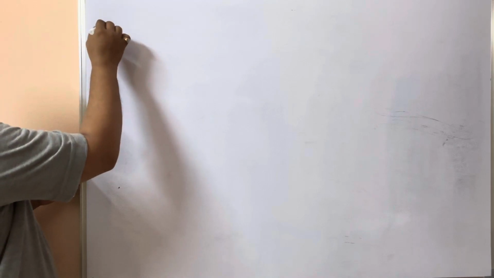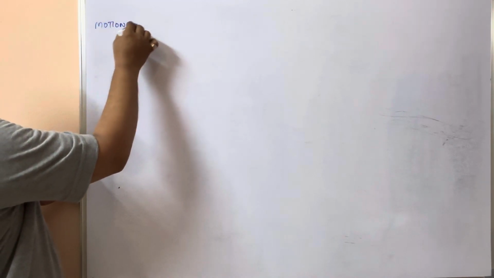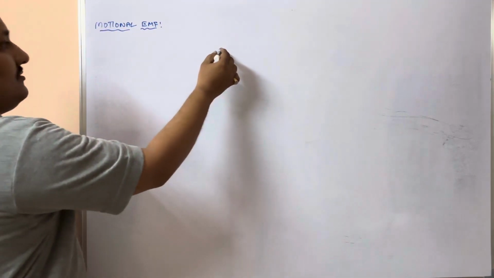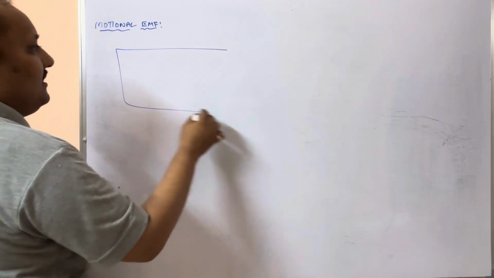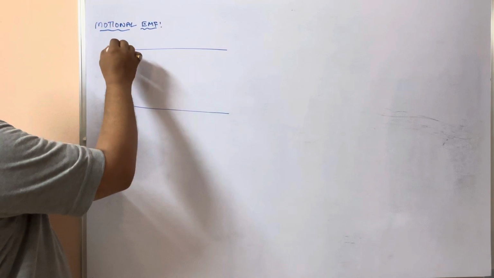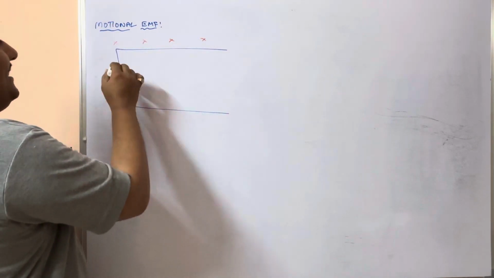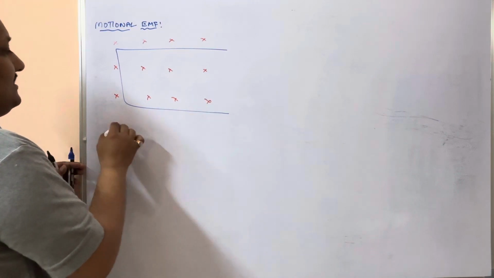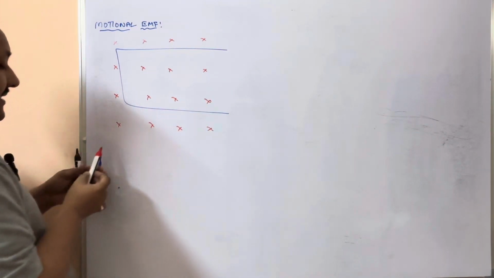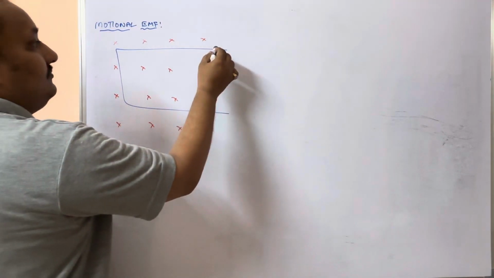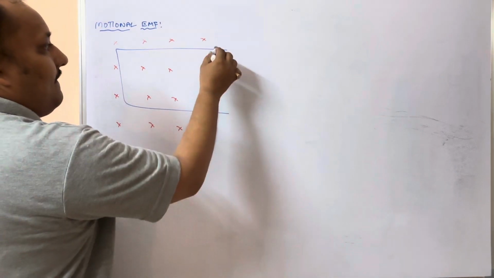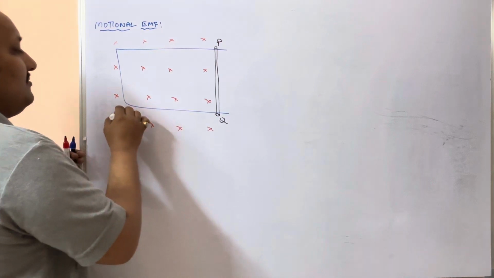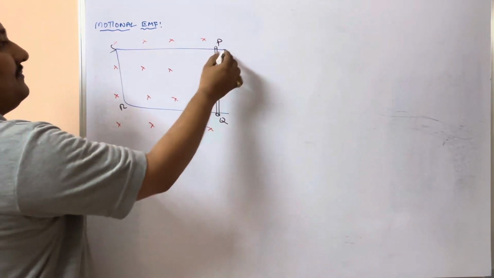In this class, we will discuss motional EMF. So a rectangular frame is going to be placed in a uniform magnetic field. Now the magnetic field is not changing, it is going to be constant, but a conductor, a wire or conductor PQ is moving on this frame.